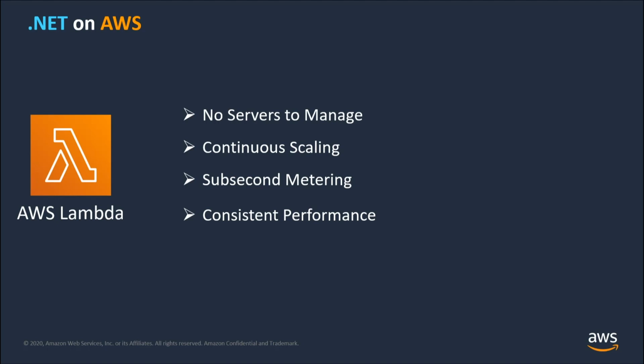Another managed service is AWS Lambda. It lets you run code without provisioning or managing servers. You pay only for the compute time you consume. With Lambda, you can run code for virtually any type of application or backend service, all with zero administration. Just upload your code and Lambda takes care of everything required to run and scale your code with high availability. You can set up your code to automatically trigger from another AWS service or call it directly from any web or mobile app.